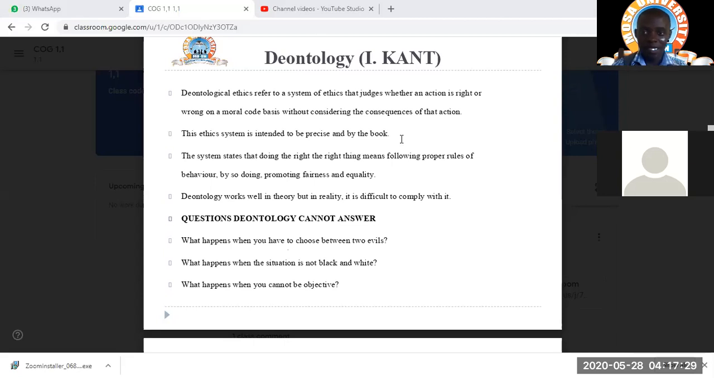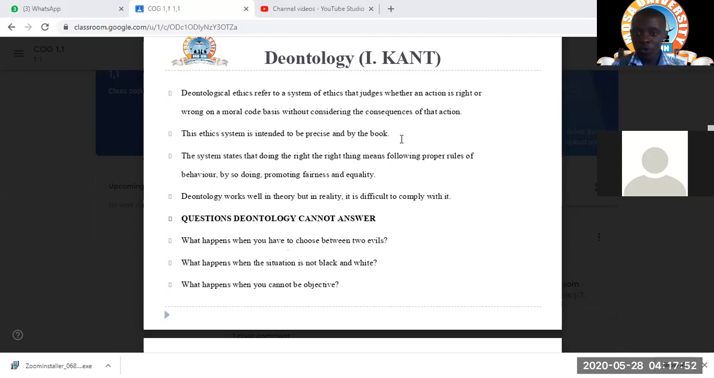So in the examination, should you be asked to define or write short notes about deontology, you are expected to state that the system of deontology or the deontological ethics refer to a system of ethics that judges whether an action is right or wrong, depending on a moral code. Okay, this system does not consider the consequences of that action.